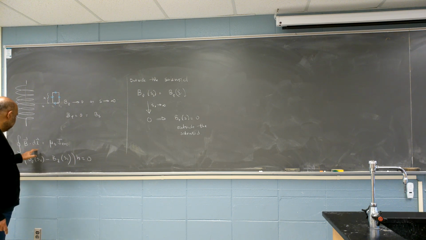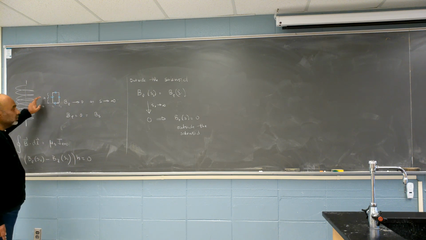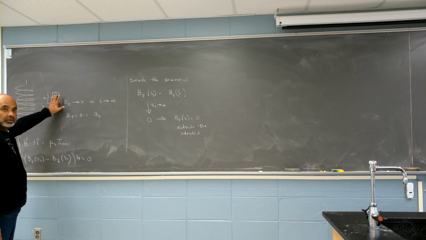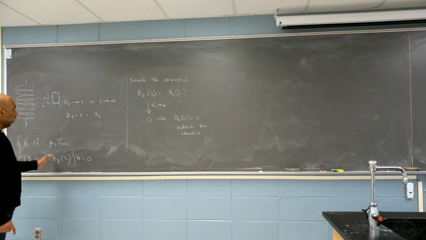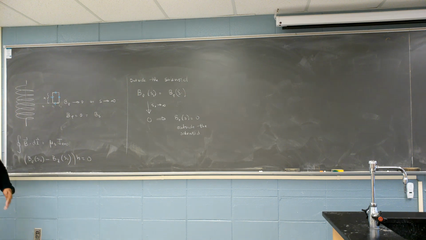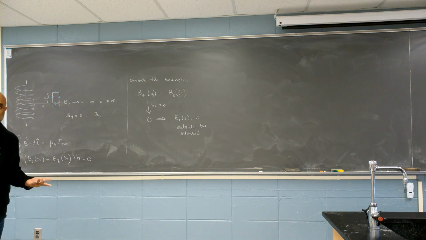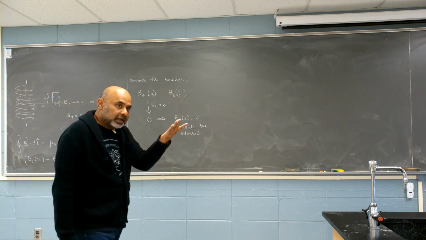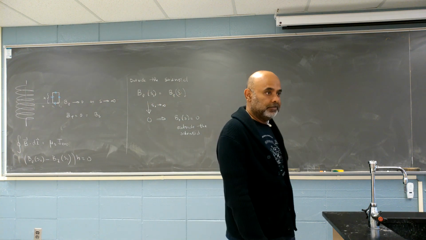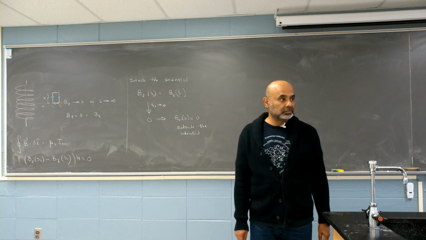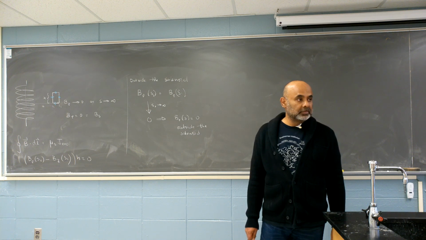So B dot dl becomes B times some height. You're integrating the loop over. But there's no current here, so you're setting it equal to 0. So whatever it is, B outside the solenoid must be a constant. And since it vanishes at infinity, it has to vanish everywhere.